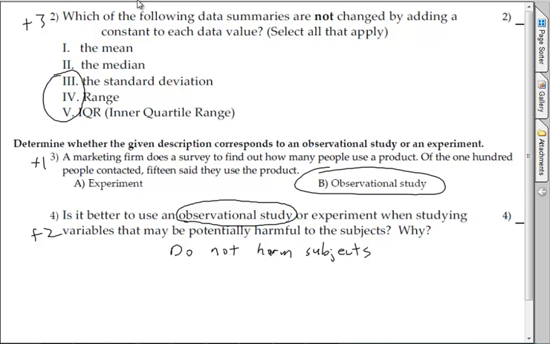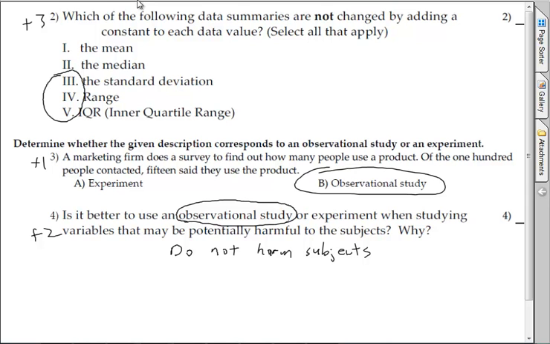3, it's an observational study because they did not control any variables. They didn't have a control group or an experimental group. So if we just watch to see what happens, that's called an observational study. So that's what number 3 is. They're not manipulating a variable.